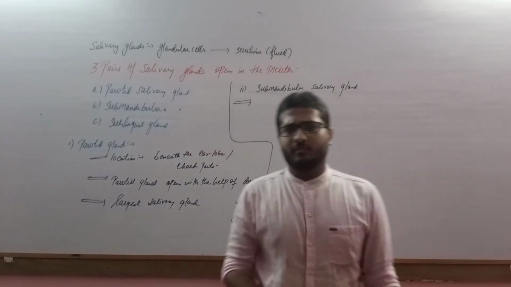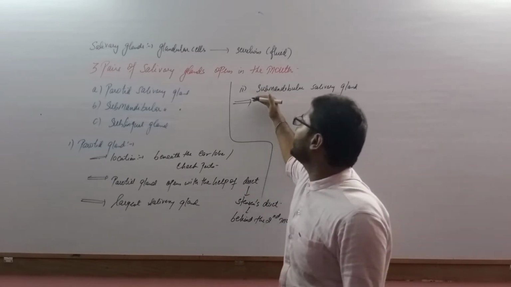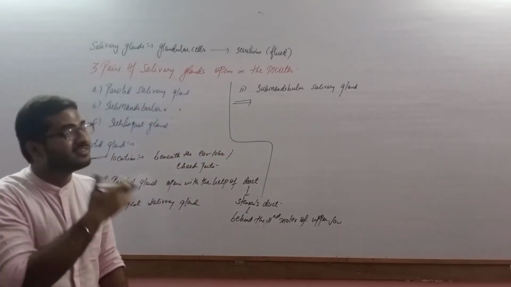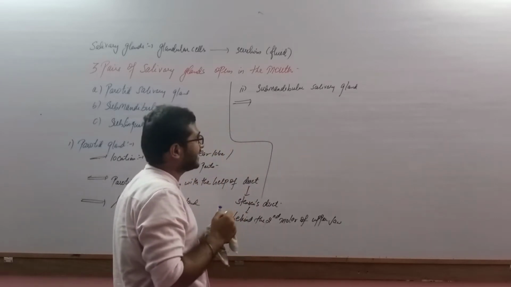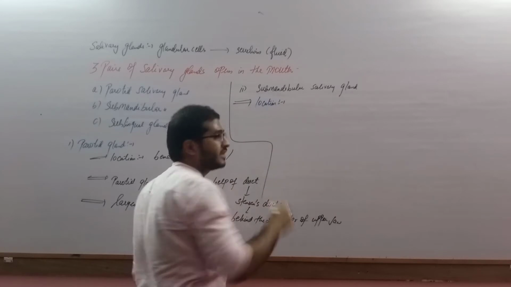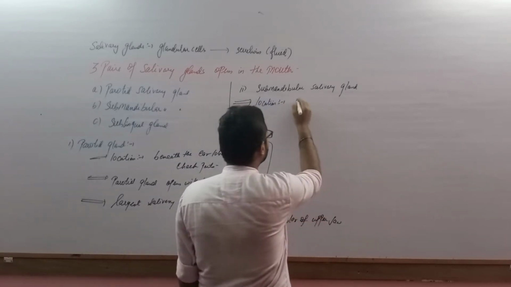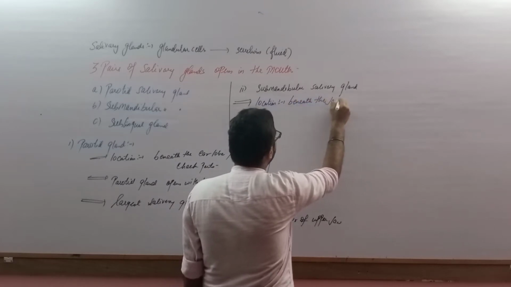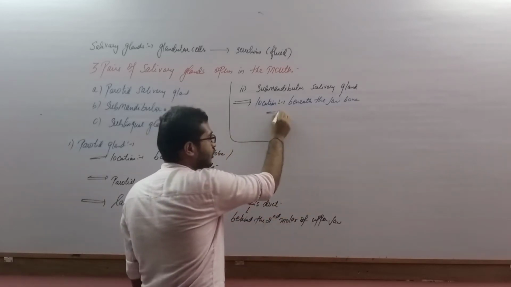This gland, as the name suggests, submandibular, that is, sub means beneath or below the jaw angle or below the jawbone. This gland is located beneath the jawbone or at a jaw angle, whatever you want to say. So you can write that it is located beneath the jawbone.